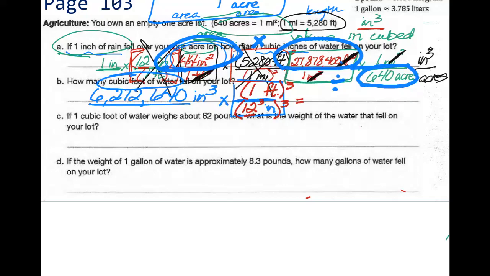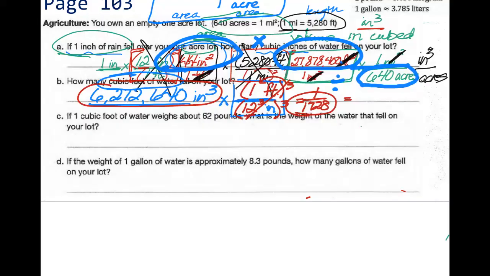1,728. So 1 to the third power is still just 1, and 1,000, I still missed it. Sorry, I should have written it down. What's the number? 728. Thank you. So you are going to take this number and divide it by 1,728 to get the number of cubic feet.